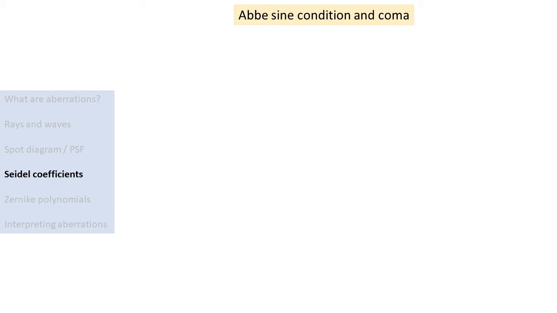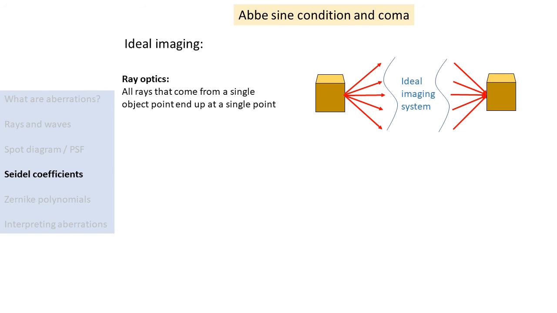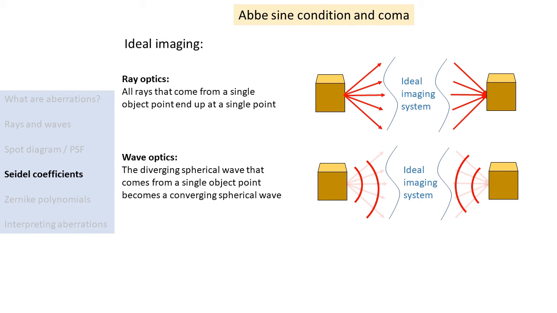To understand the Abbe sine condition, let's first recall our understanding of what it means to create an ideal image. In ray optics, we say that to form an ideal image, all rays that come from a single object point must end up in a single image point. In wave optics, the spherical wave that is emitted by an object point must be converted to a spherical wave that converges in an image point.